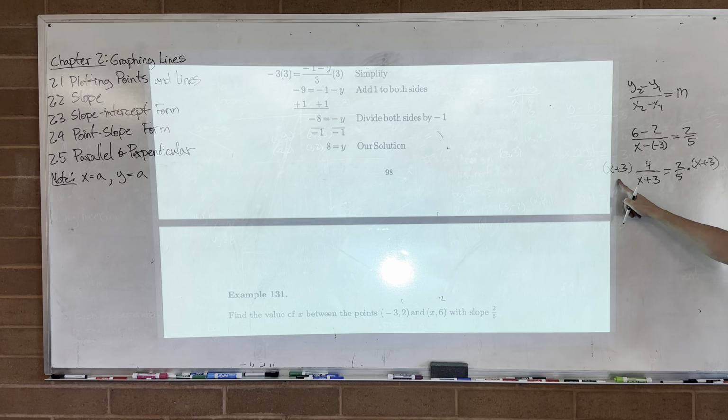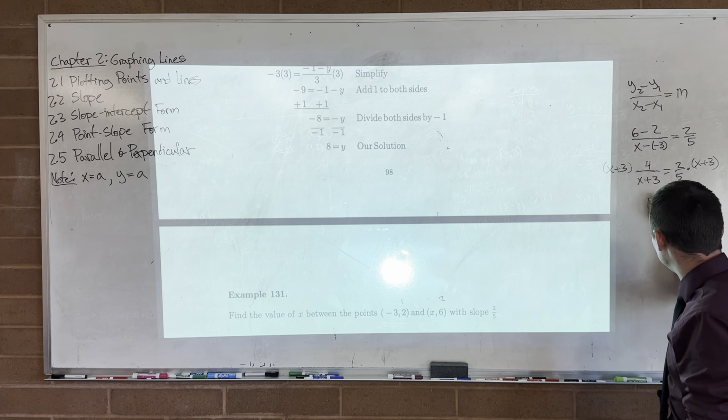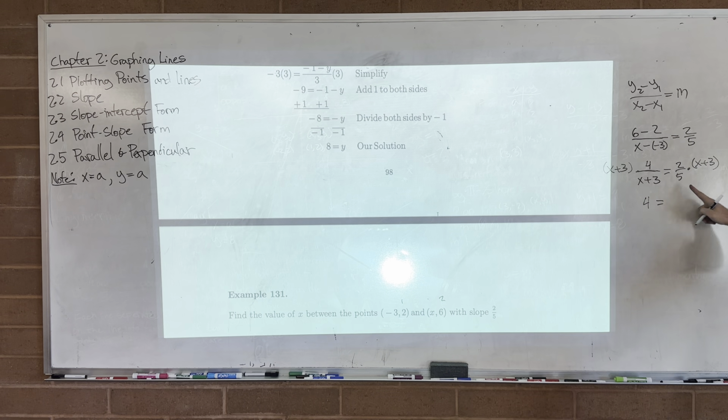Okay. X plus 3 over x plus 3 is? 1. 1 times 4 is? 4. We're still there. Good. And then we have x plus 3, which is the same thing as x plus 3 over 1. 2 times x plus 3 gives me? 2x plus 6. Good.